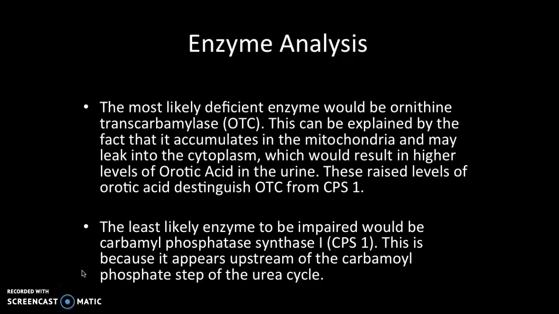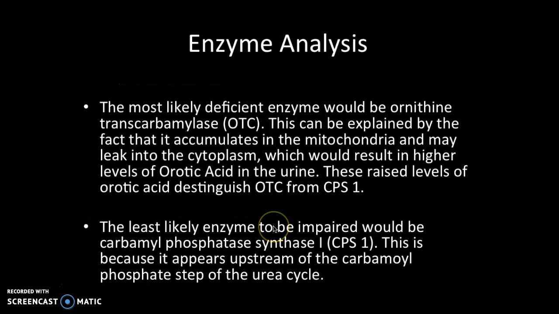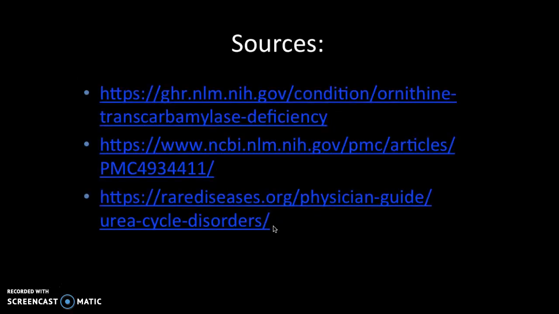CPS1 is the least likely enzyme to be impaired, and this is because it appears upstream of the carbamoyl phosphate step in the urea cycle. As you can see here, CPS1 is further upstream in the cycle, so that would not affect this case.